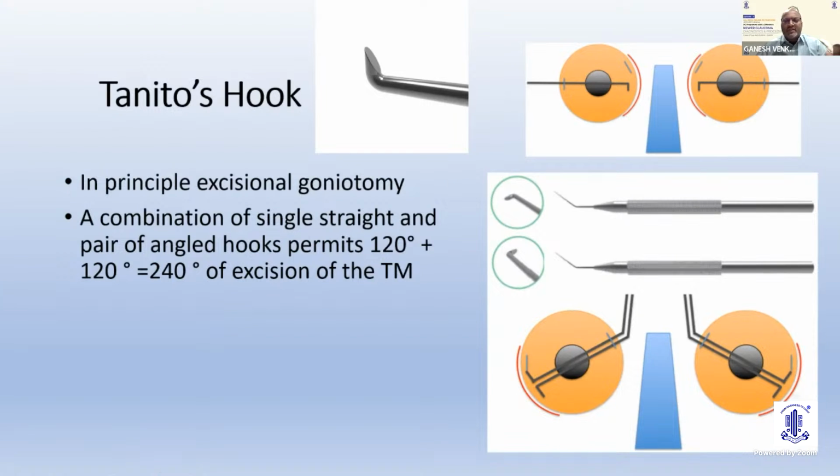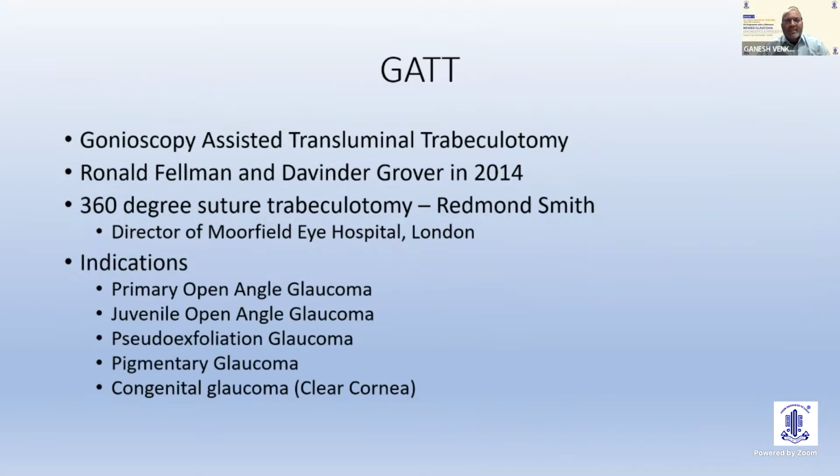angled hooks, you can do about 120 on the nasal side, and you can approach supranasally and do about 120 again on the infratemporal side on either eye. So you actually have a larger area of excision, up to 240 degrees of the trabecular meshwork. So this allows for a wider area of excising the trabecular meshwork. So you could have a much lower intraocular pressure.